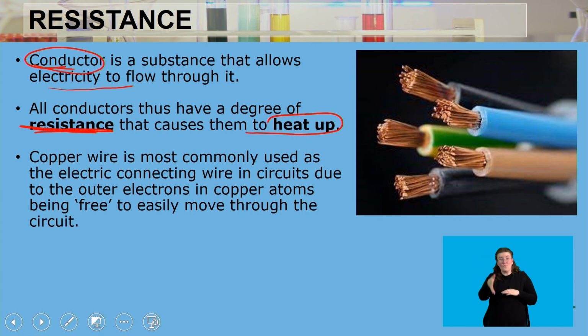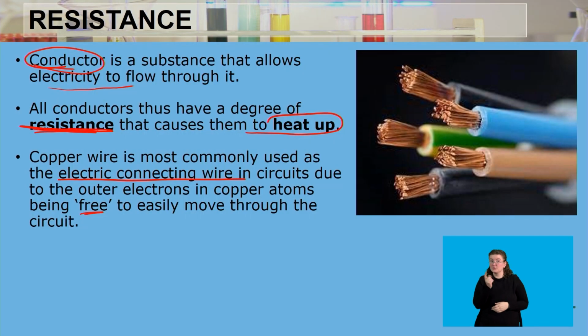Now, copper wires are most commonly used as electric connecting wires in circuits due to the outer electrons in copper atoms being free. Remember, when we're saying that those electrons in a copper atom are free, we are saying that they are delocalized. They are free to move wherever and however they want. They are not bound to anything in that outer layer of that atom. So that means they are free to easily move through the circuit.